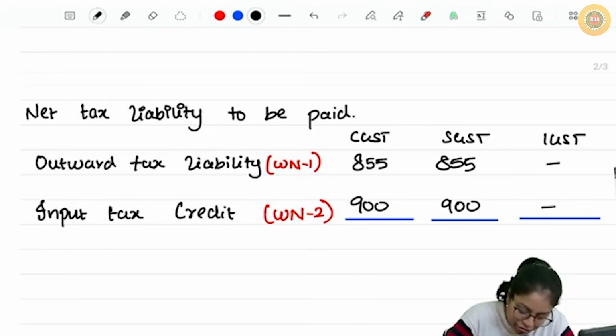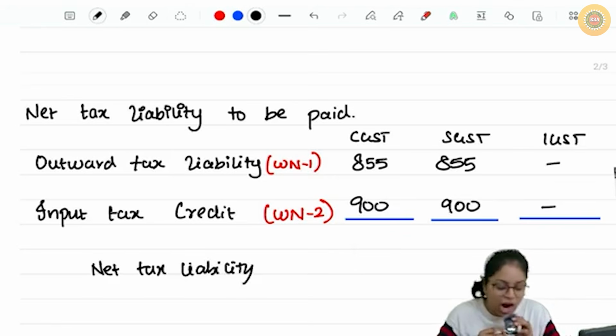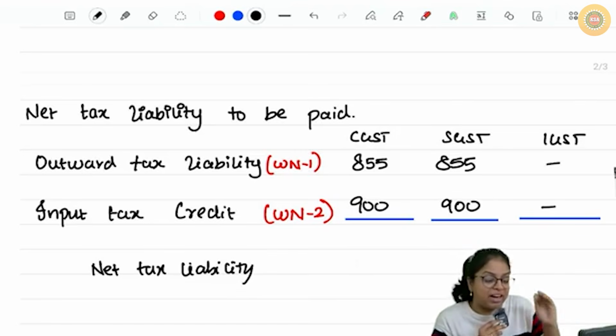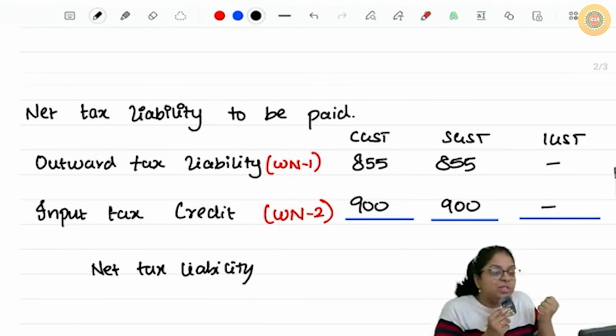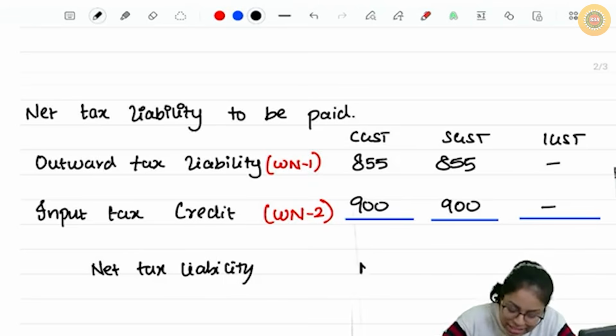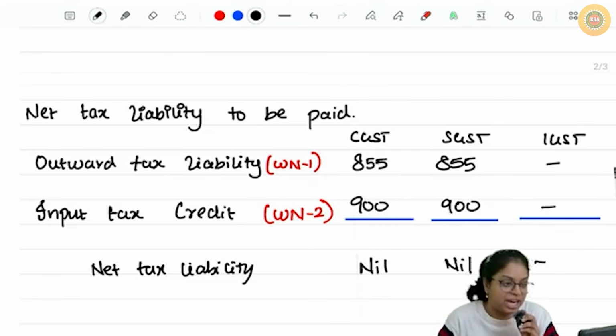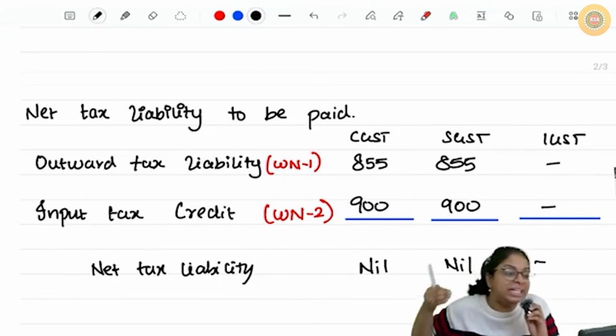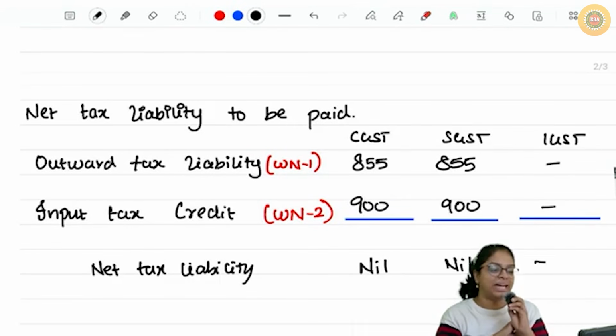If I look at my final net tax liability, have a look at the question. I have outward tax liability of 855 and ITC of 900. I have excess of ITC. Can I use my entire ITC to pay my outward tax liability? The answer is yes. So there is nil that you have to pay in cash. Similarly here, there's nil to pay in cash. Why? Because your outward tax liability is less than your ITC. Your ITC is more, so you will utilize it in paying your outward tax liability.